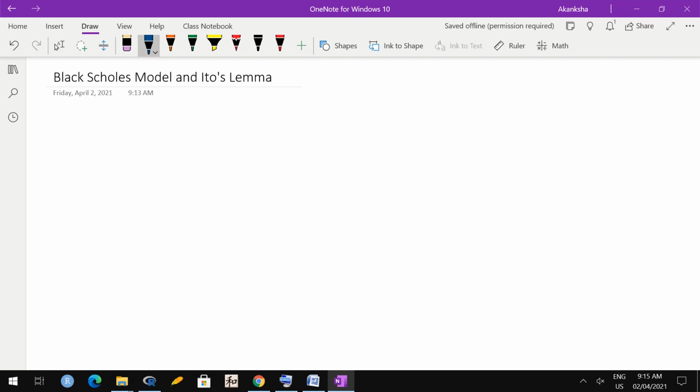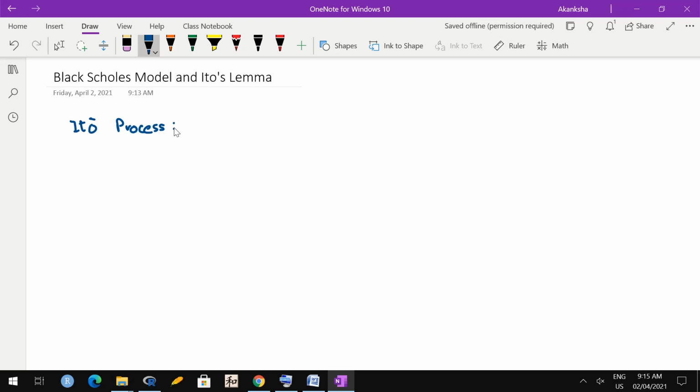Hello everyone. Today we will introduce one fundamental model for modeling share prices, that is the Black-Scholes model. For that we need to first study what is meant by an Ito process. So we have studied the Ito integral. We know it's an integral with respect to Brownian motion. So on the basis of that we are now going to define the Ito process.